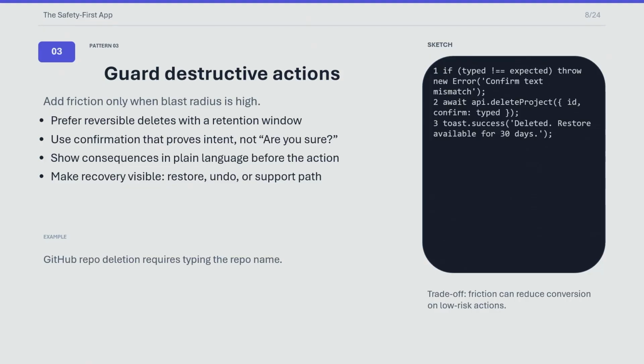And this is just an example sketch. For instance, if the typed text is not equal to the expected one, then you would throw a new error that confirms a text mismatch. And when you delete a specific project, it would show "deleted, restore available for 30 days." So you're clearly saying that it can be restored and the duration it can be restored for, just in case they come back and say, oh, I shouldn't have deleted that, they can come back to it.